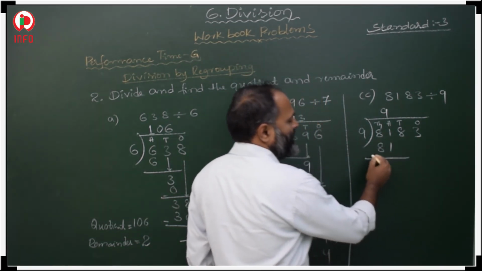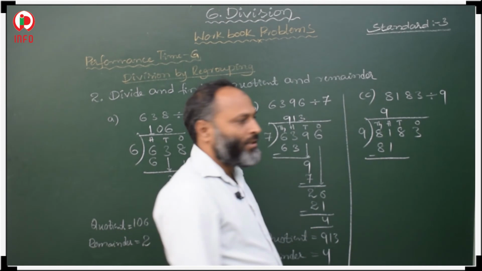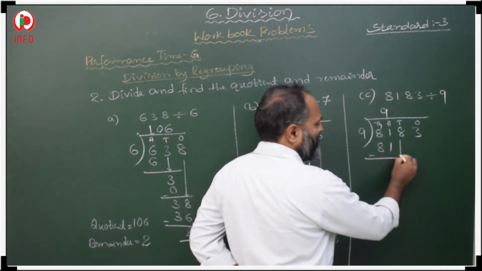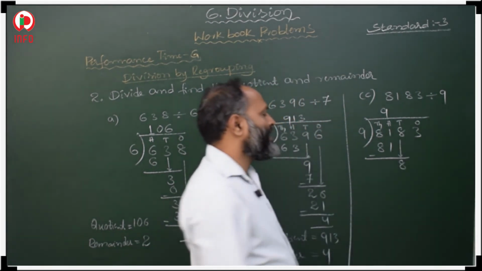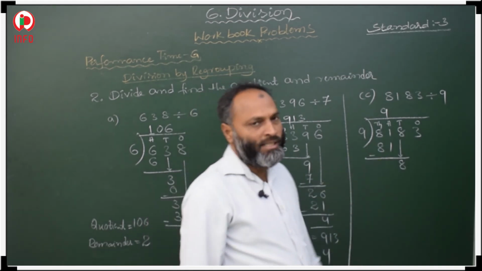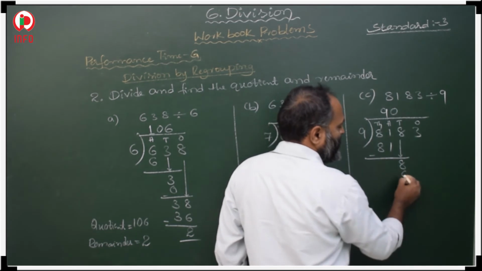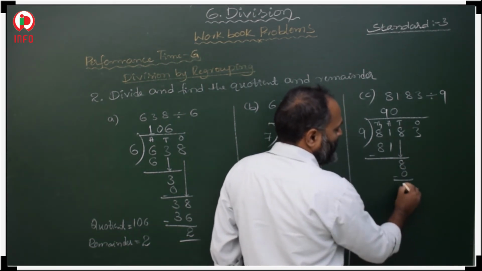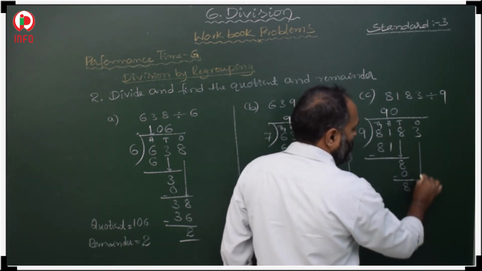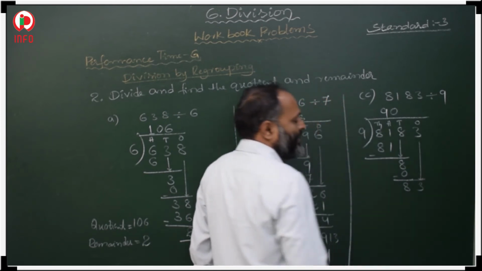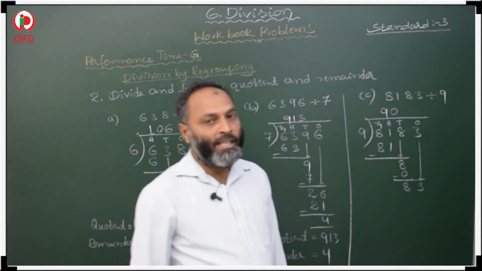Then same number minus same number is 0. Then you go for the next 8. Here this 8 is less than this 9. So you have to take 9 zeros are 0. Then minus, 8 minus 0 is 8. Again you copy the ones place, 8 tens and 3 ones, that is 83 ones.